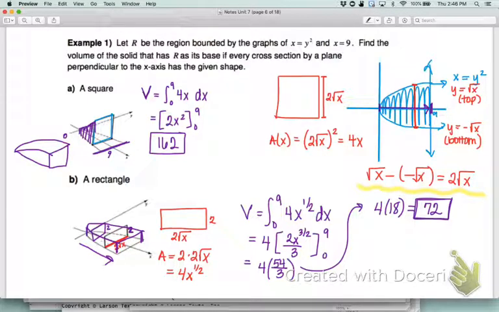The hardest part about this is kind of visualizing what is happening, but think of it as one single slice. That's really going to help. We'll do some more examples in the next video.